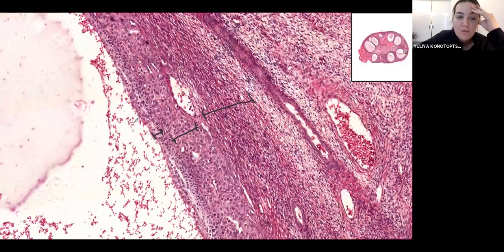Take a look where we are. We are in one of those corpus atreticum, but probably this corpus atreticum was actually tertiary follicle, because do you see how huge the antrum is, right? So it was super, super big, but then ovulation happened in another one. So what are these? This is the antrum.